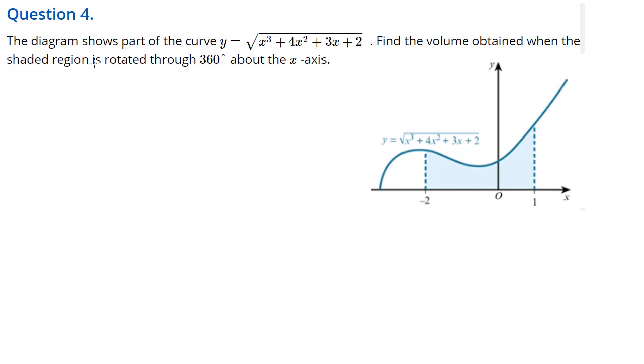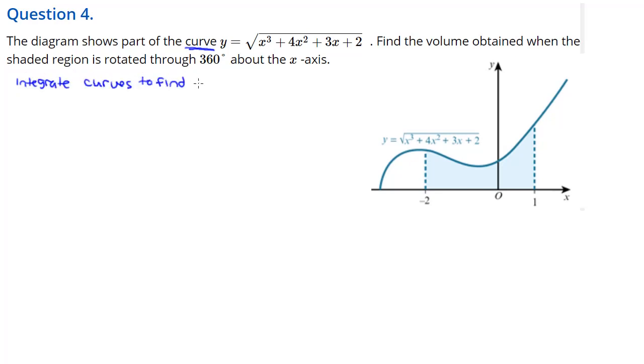Now in problem number 4, we've got a diagram here and we've got a function y equals the square root of x to the third plus 4x squared plus 3x plus 2. And we want to find the volume obtained by this area being rotated around the x-axis at 360 degrees.